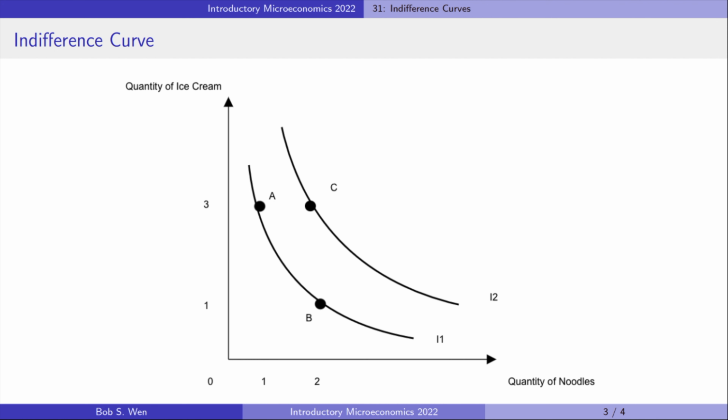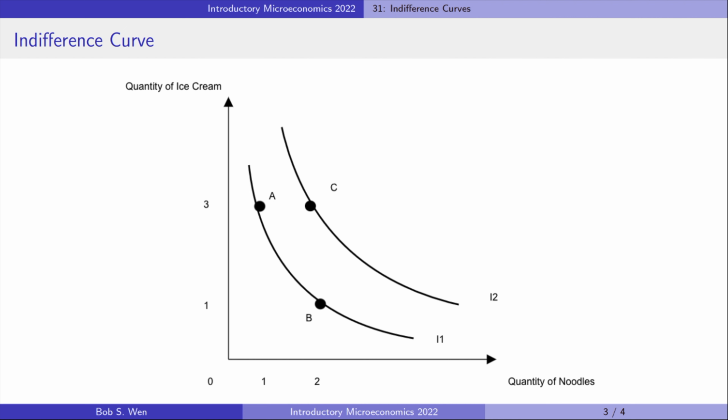For any given level of ice cream, there are more noodle bowls on the indifference curve I2 than on I1. For instance, both bundles at point A and point C have 3 ice cream cones, but point C has more noodles than point A. We assume that consumers prefer more than less, so consumers prefer a higher level of indifference curve I2 to a lower level of indifference curve I1.